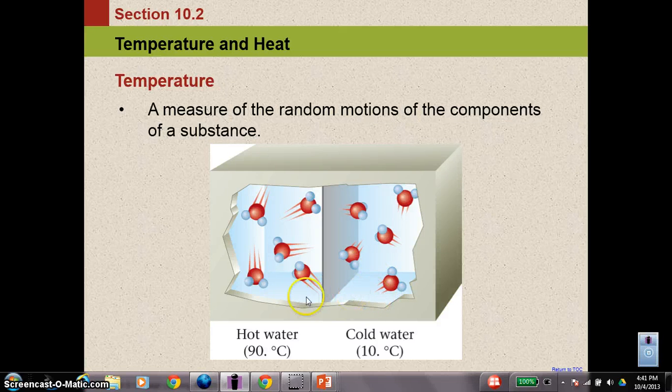molecules at 10 degrees compared to the one at 90 degrees, this temperature is less, and that means that the motion is slower within those components. So when we look at the temperature, we're measuring the random motion of the components, and the hotter the temperature, the faster, the higher the random motion, which means a higher temperature, and vice versa.